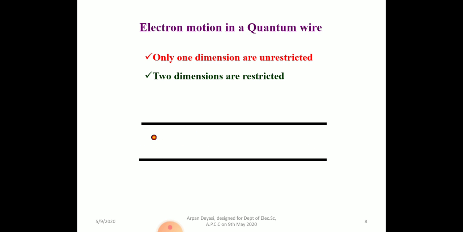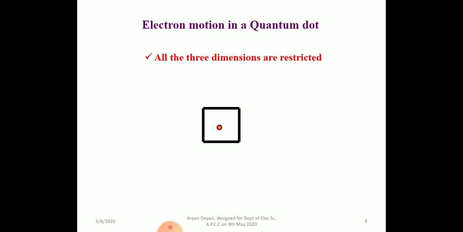So, a quantum wire is very, very small. Its dimension will be of the order of the electron dimension. Now make the third dimension also restricted. I am considering Cartesian coordinates. So you will get a quantum dot.